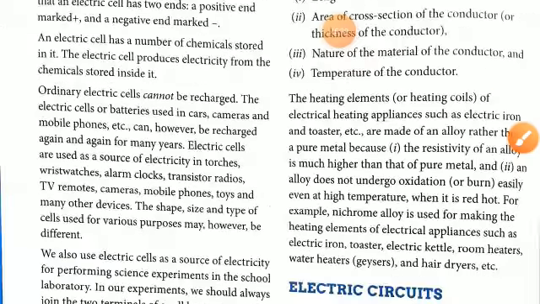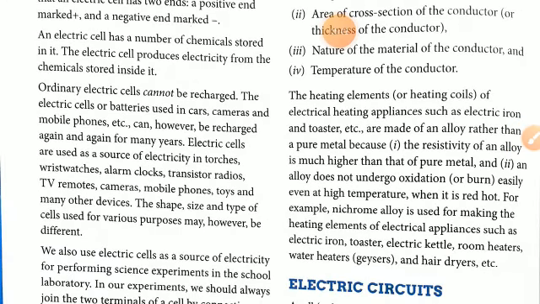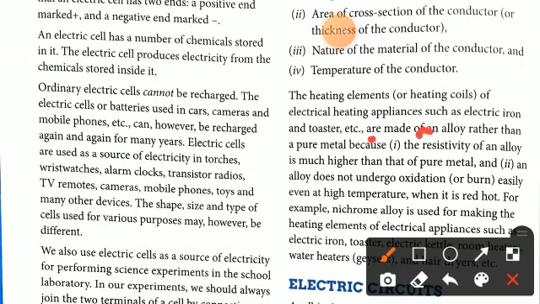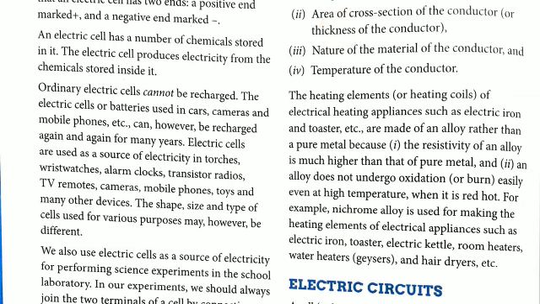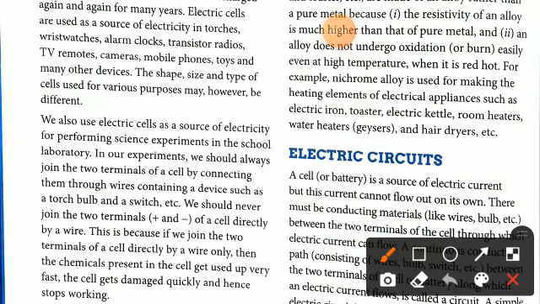Fine. So the heating elements or heating coils of electrical heating appliances such as electric iron and toasters are made of an alloy rather than a pure metal, because the resistivity of an alloy is much higher than that of pure metals, and an alloy does not undergo oxidation or burn easily at very high temperature, when it is red hot. For example, nichrome alloy is used for making the heating element of electrical appliances such as electric iron, toaster, kettles, room heaters, water geysers and hair dryers, etc.